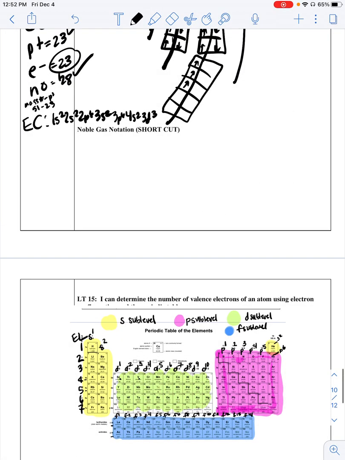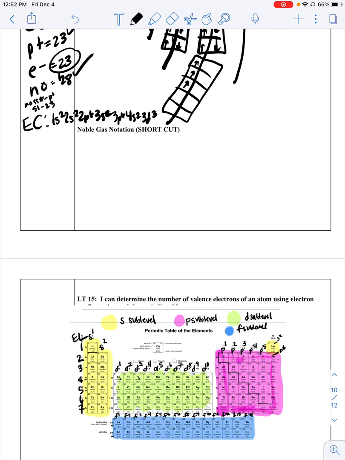All right, we are towards the end of this unit, and now you guys are going to be mad. I get to teach you the shortcut. Yes, there is a shortcut to electron configuration. I can't even say the word. And so a lot of you are going to be like, why didn't you teach us this in the beginning? And the reason why is because you wouldn't even realize this is a shortcut without learning the long way.